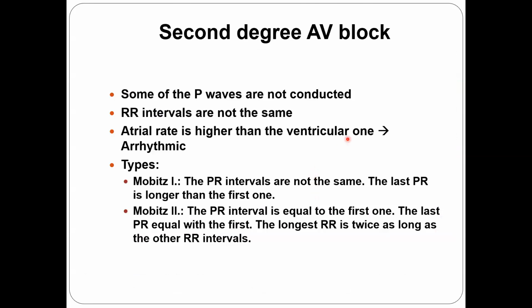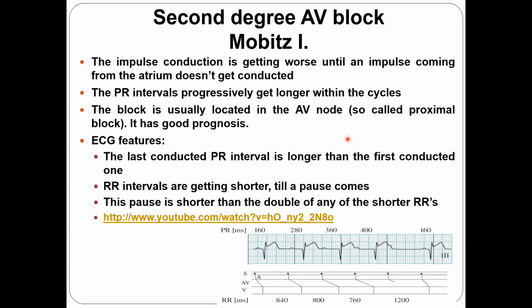Now, second degree AV block, meaning that there are some P's that are not followed by QRS. Very important: in AV block, you have to have P and QRS, and you are evaluating the connection between these two. Okay? Mobitz type 1, we said that the PR interval is getting longer and longer and longer. As you see here, what is going to happen? The PR is longer, but the P and the T distance is shortening.